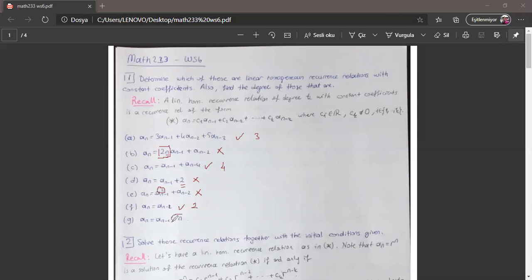And this, as we have here n, it is not a linear homogeneous relation. So we have only F with degree 2, C with degree 4, and A with degree 3.